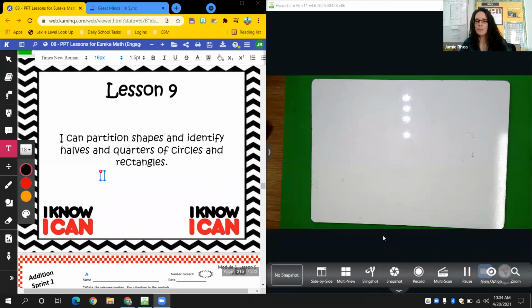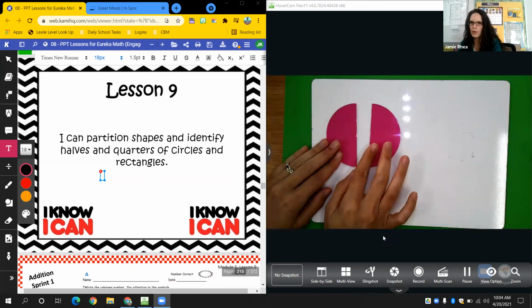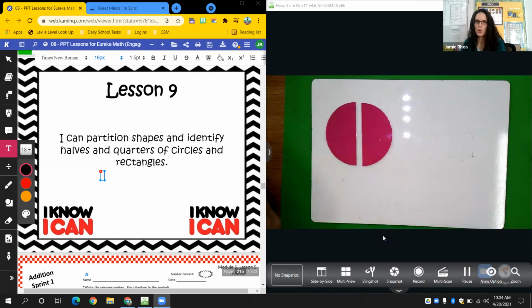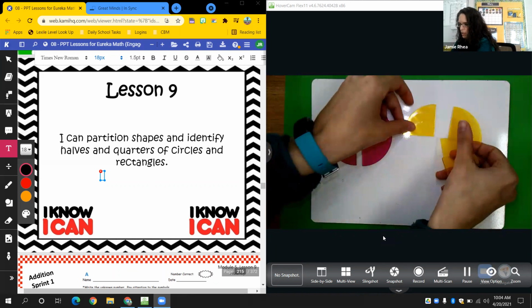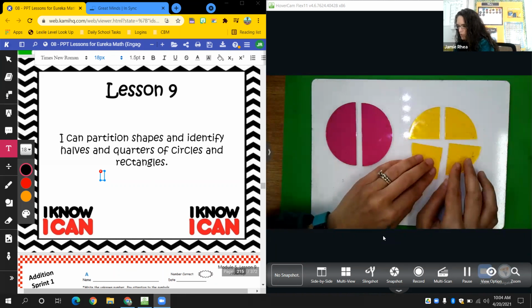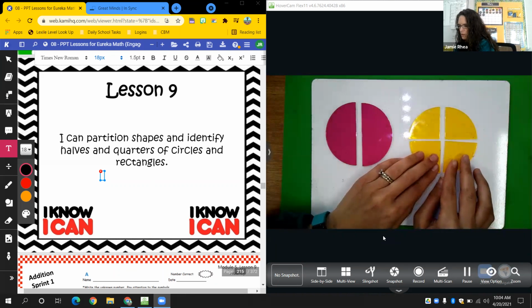Okay, I can partition shapes and identify halves and quarters of circles and rectangles. Now, yesterday we talked about how a half is 2 equal parts to make the shape, and quarters are 4 equal parts to make the shape, or sometimes we call it fourths.